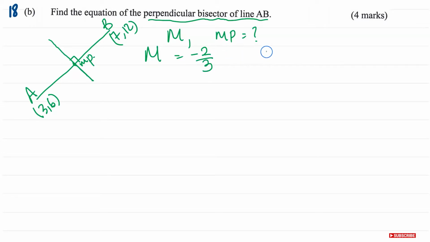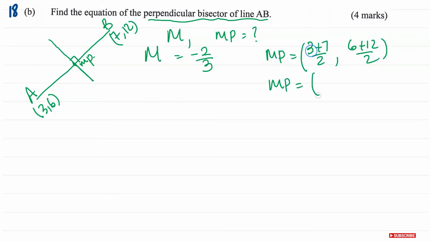Then we need a midpoint. The midpoint for this one is just adding the x values and dividing by 2, and then adding the y values and dividing by 2. So the x coordinate is going to be 3 plus 7 over 2, and the y is going to be 6 plus 12 over 2. So our midpoint is going to be equal to 3 plus 7 is 10, over 2 is 5, and then 6 plus 12 is 18, over 2 is 9.